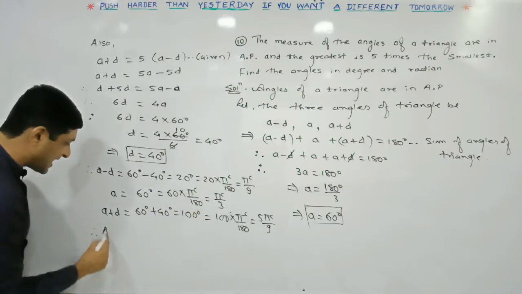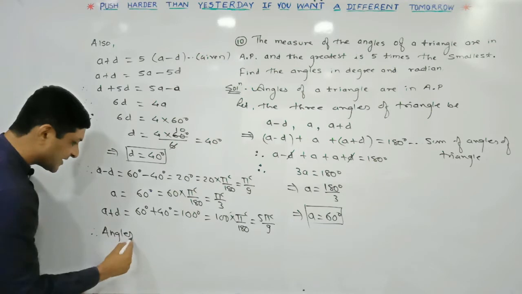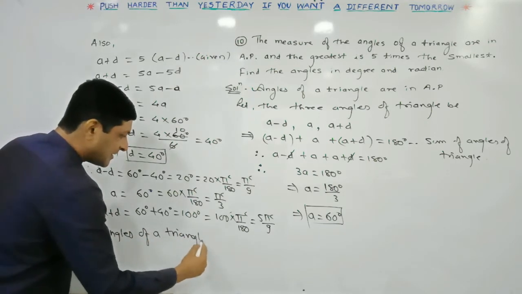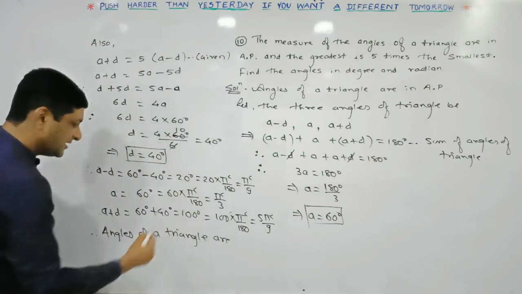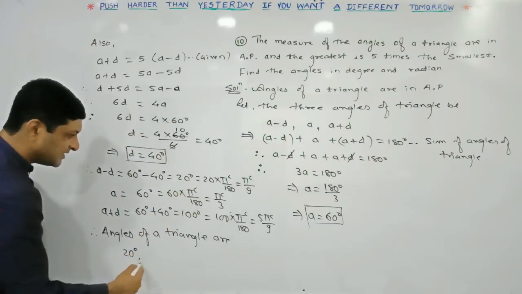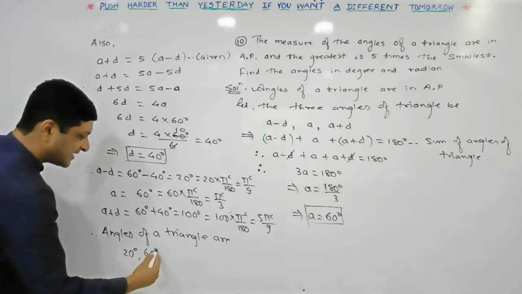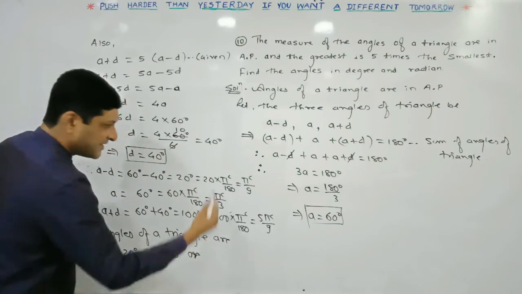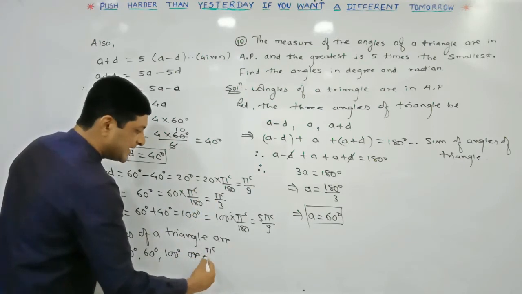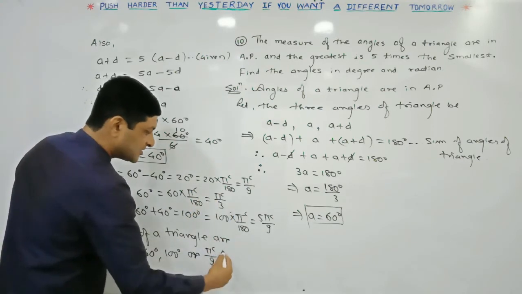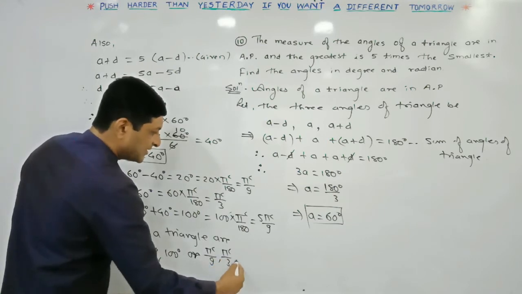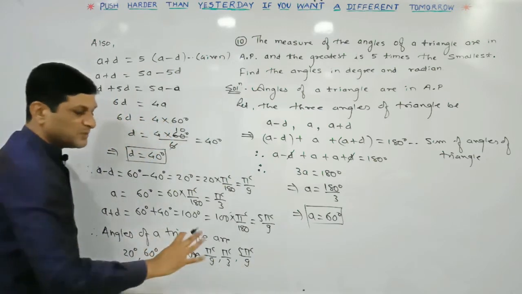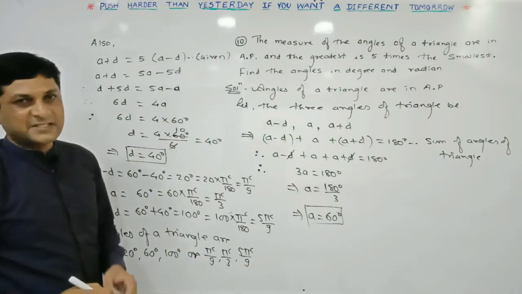So therefore the angles of the triangle are: the first angle is 20 degrees, the second angle is 60 degrees and the third angle is 100 degrees. So this is the degree measure. Or we can say that the radian measure will be equal to pi radian upon 9 for the first angle, pi radian upon 3 for the second angle and 5 pi radian upon 9 for the third angle. In this way we have got the angles in degrees as well as in radians.